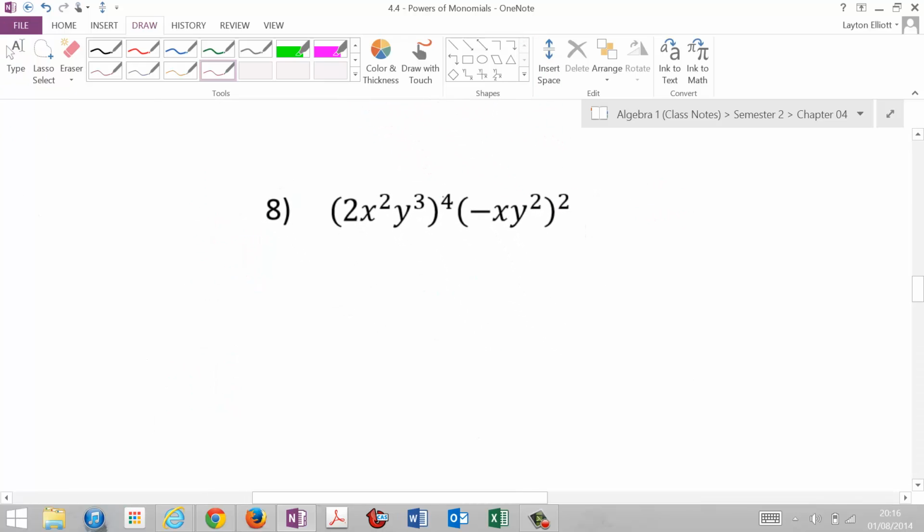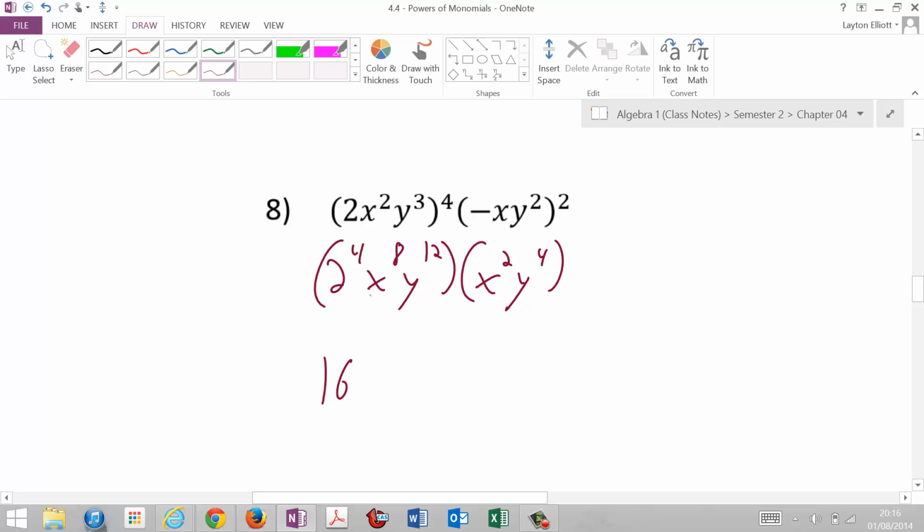Number 8, I'm going to have to raise all this to the 4th power first. So 2 to the 4th, x squared to the 4th, which is x to the 8th, and y to the 3rd to the 4th, which is y to the 12th. And that's going to be times the negative 1 to the 2nd power is positive, x to the 2nd, y to the 4th. Those parentheses don't really matter. We're going to go off what we did yesterday. 2 to the 4th is 16. X to the 8th and x to the 2nd. When we multiply the same base, multiply same base means we add the exponent. X to the 8th times x to the 2nd is x to the 10th. And then I have y to the 16th.